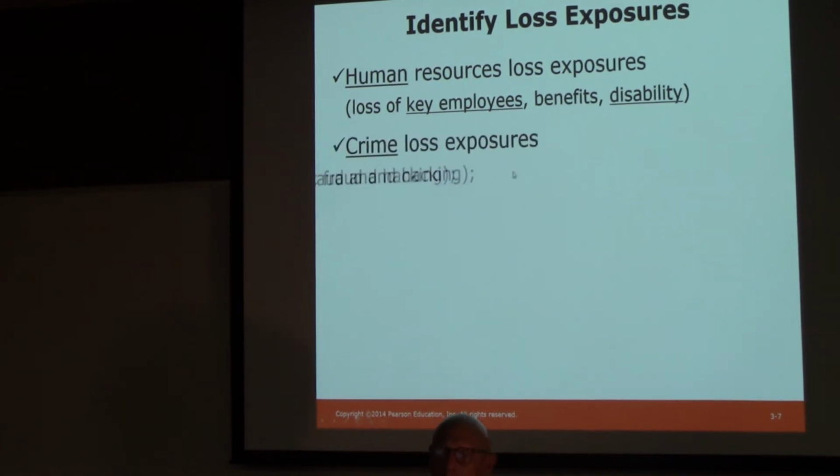Crime loss exposures include robberies, fraud committed by somebody in the organization, and hacking, where criminals get into your information system and either corrupt it or steal your intellectual property. They steal your copyrights and your patents.